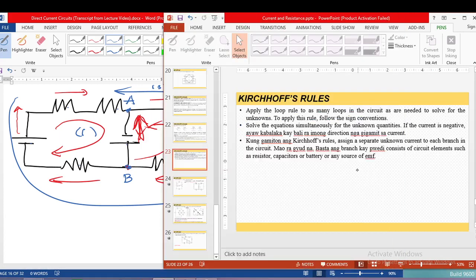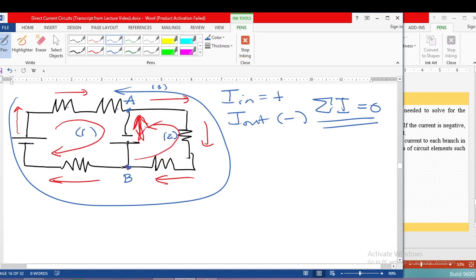Again, you have to make an assumption kung unsa ang imong direction diri sa usa ka branch 1. So ayaw ning butang sa tagsa ha, nga kani gusto kong direction niya kay kani, gusto ko kay kaning direction sa usa ka R1. Ayaw na siya. That is wrong, okay? Dapat same sila og direction sa current because they're in the same branch man. That is wrong. So you have to assign the direction of the current for each branch, not on each of the circuit elements. Okay?